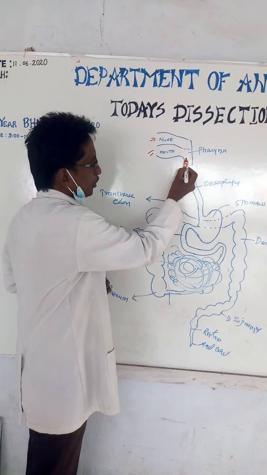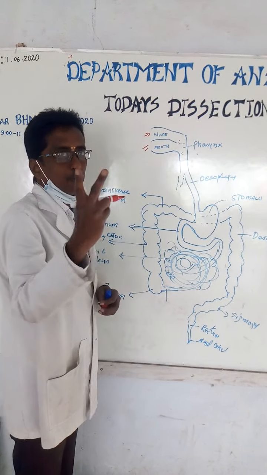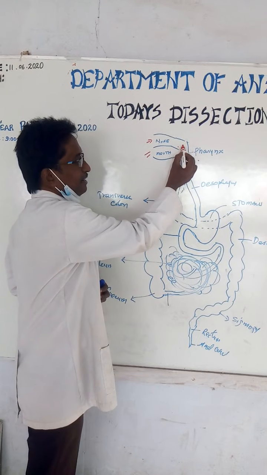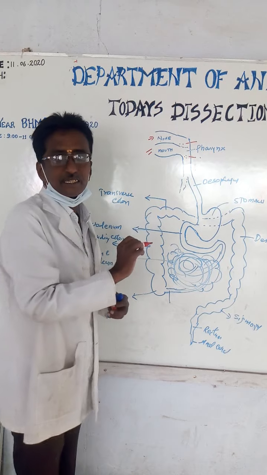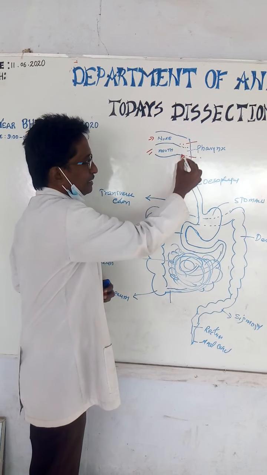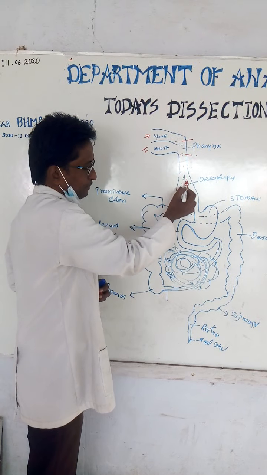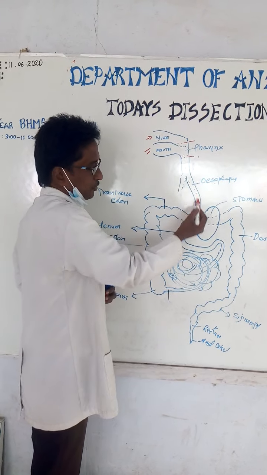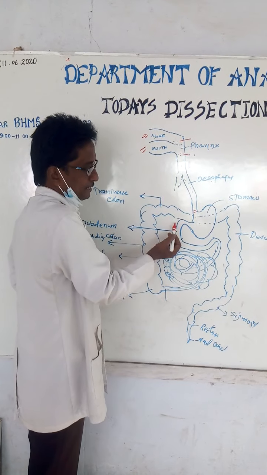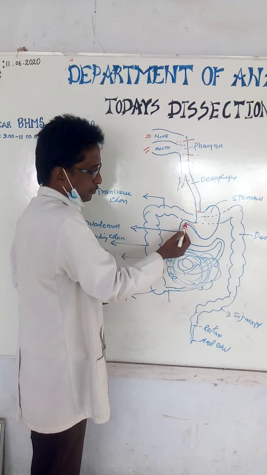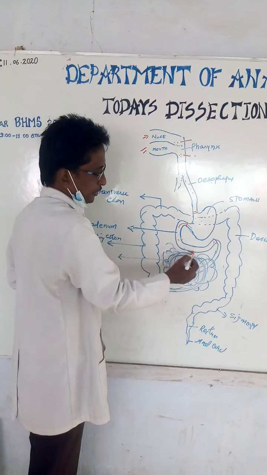Behind the oral cavity, this is what? Pharynx. The pharynx consists of two parts. Behind the nose is called nasopharynx. Behind the mouth is called oropharynx. So the common, this is what? Pharynx. The pharynx is joined with what? Esophagus. The esophagus ends with what? Stomach. The cardiac end of stomach. The stomach then continues as what? Duodenum. Then up to this is called duodenum.